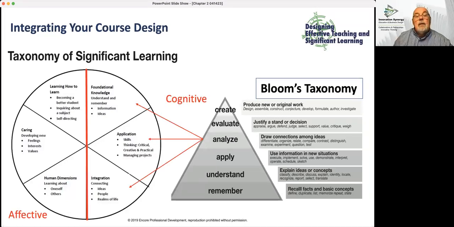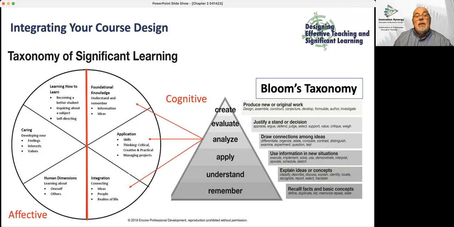You'll notice that everything in Bloom's cognitive is over on the right-hand side of Dee Fink's pie. The foundational knowledge, the application, the integration, all those pieces are there. The left-hand side of the pie is really the affective pieces. And as we've worked with college and university faculty, they not only want students to have that cognitive knowledge, but they want them to be able to develop an affective side, the set of domains to be able to go and do a lot more with people, with the inner valuing, and with the learning how to learn pieces.